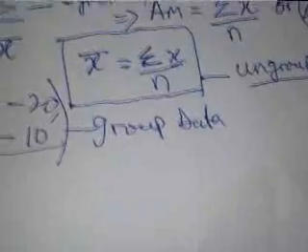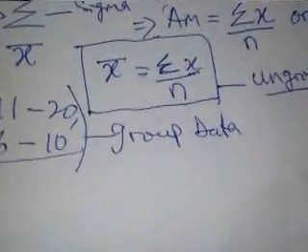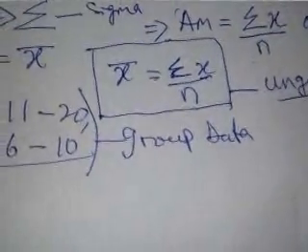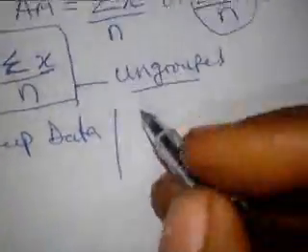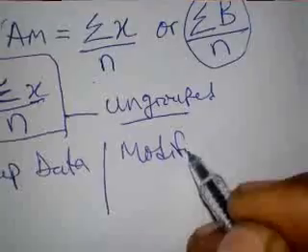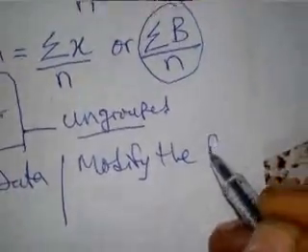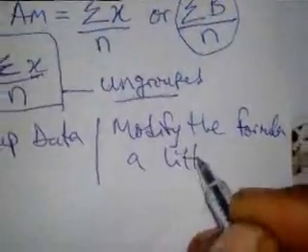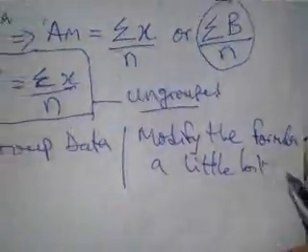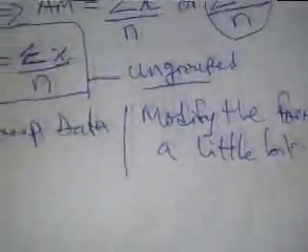We are talking of group data. And when you find a situation like this, don't be scared. All you need to do is modify the formula. We'll just modify the formula a little bit. That's all. So how do we do that? It's very, very simple.